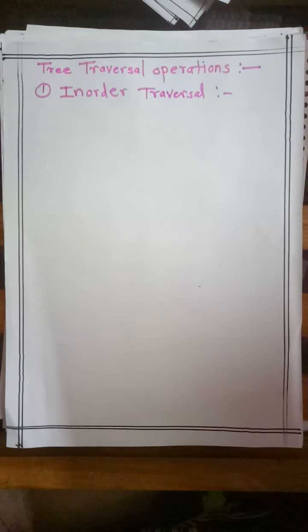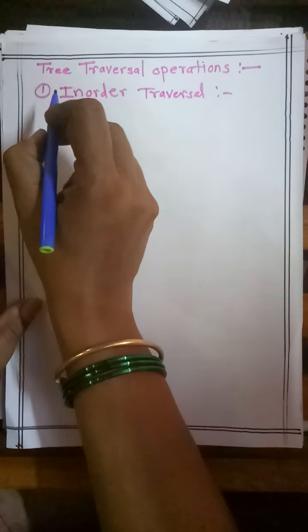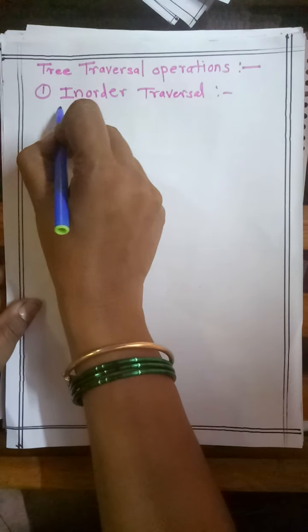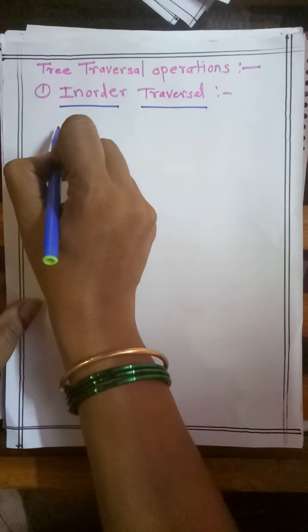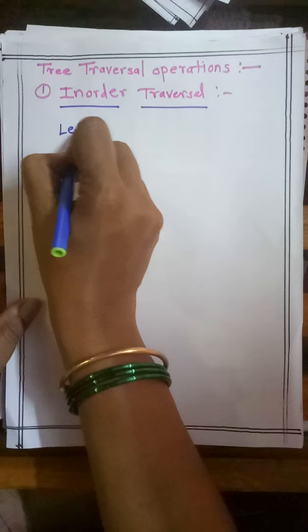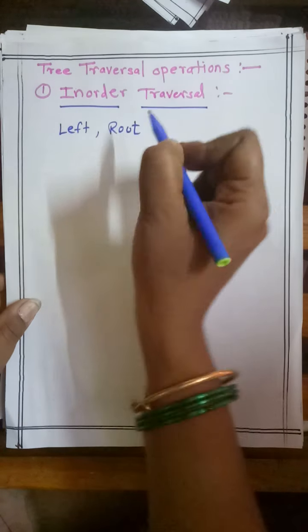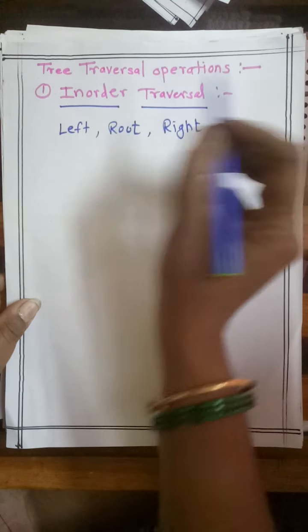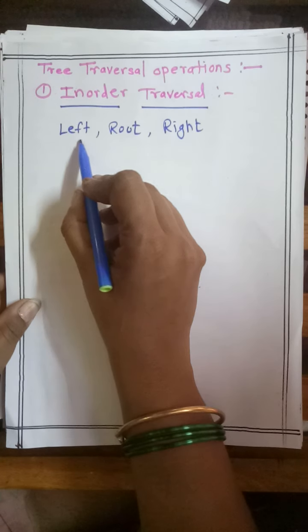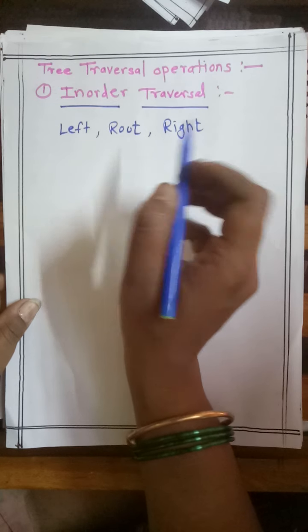In the in order traversal technique, first we visit the left subtree. You remember that when we traverse the tree in order traversal technique, we visit the left subtree, then we visit the root, and last we visit the right subtree. This sequence, left, root, right, is nothing but the in order traversal.